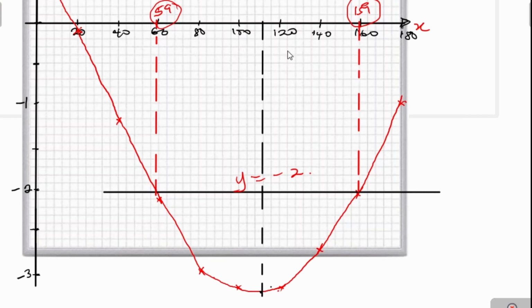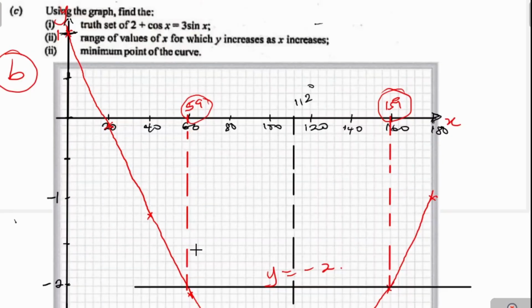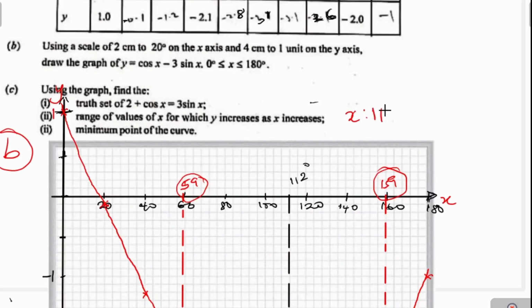So it means that anywhere along the x-axis from 112 towards the right, the x value of the graph will be increasing, while the y value also will be increasing. So from here it will be increasing. So we say that the answer to this question, the range of values of x for which y increases as x increases, is x is such that 112 degrees plus or minus 2 is less than x.